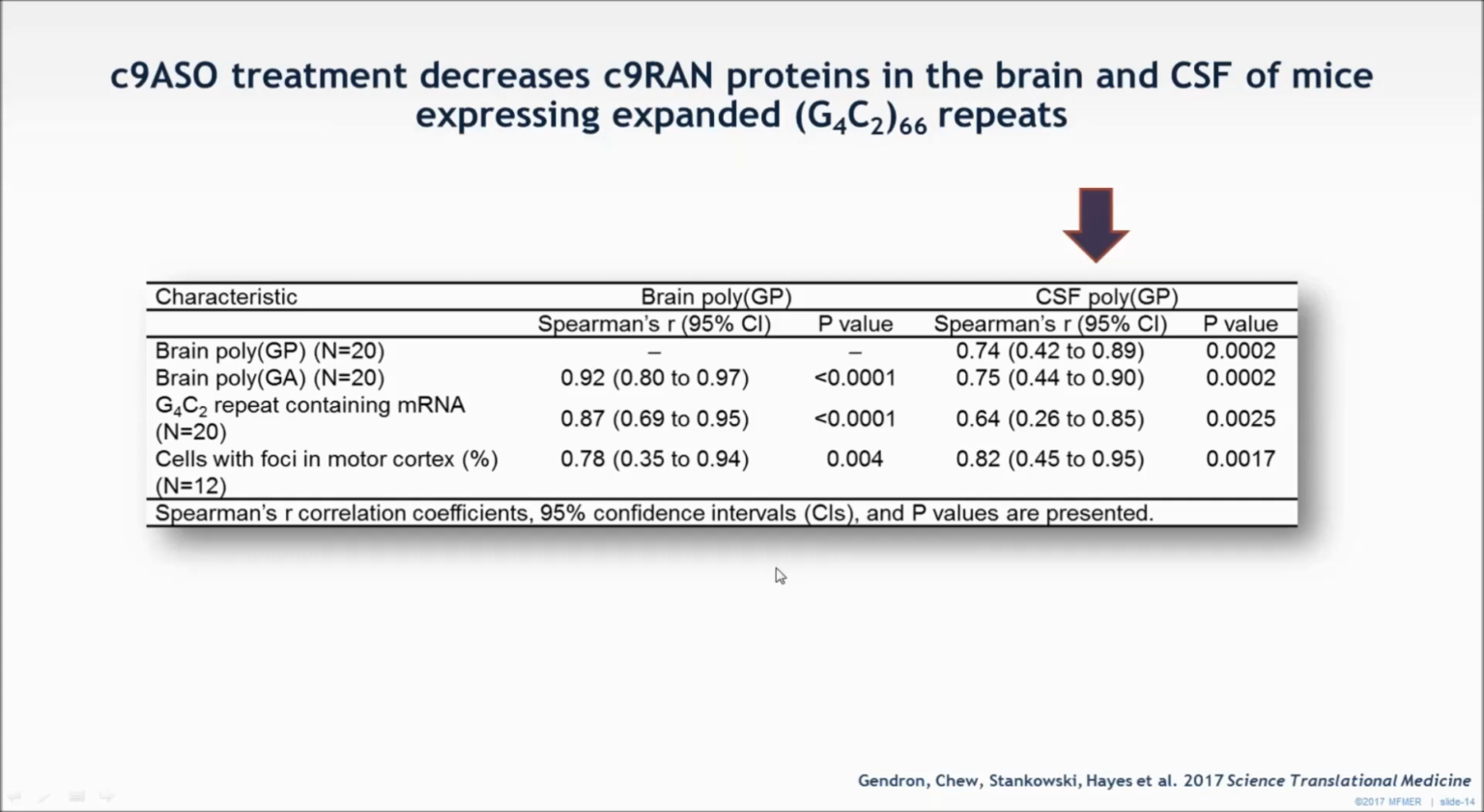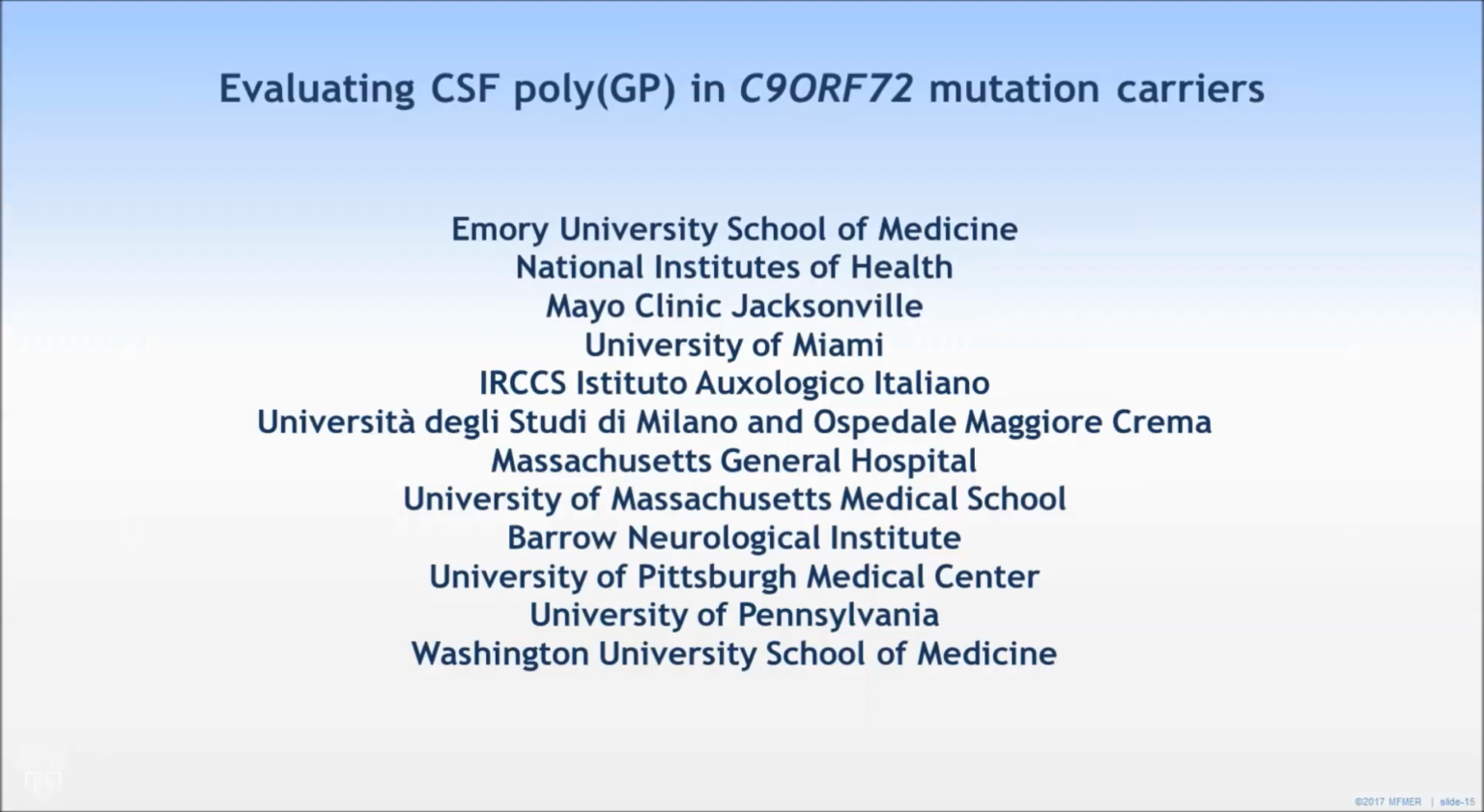Now, this is probably my favorite slide because what it shows is that CSF poly-GP in these mice correlates with how much poly-GP is in the brain of the mice, how much poly-GA is in the brain of the mice, levels of repeat-containing RNA, and the percentage of cells with RNA foci. So CSF poly-GP seems to be a great predictor of adverse events within the brain that arise as a consequence of the accumulation of repeat RNA. So these findings bode well for the use of poly-GP as a pharmacodynamic biomarker. And so the next step would be to ensure that we can indeed detect GP in CSF from patients.